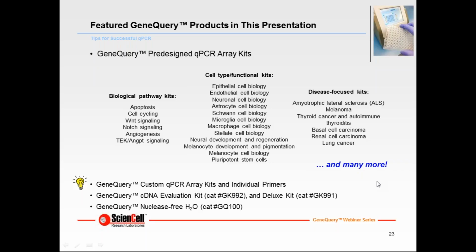Okay, another question that we have is, do I have to run an agarose gel after running your kits? And the answer is no. All of our primers have been tested in-house here with more than 10 different types of primary cell cDNA, and we've tested all of our primers by melting curve analysis and amplification curve analysis and gel electrophoresis. So all of that is done for you. You don't have to test them again.